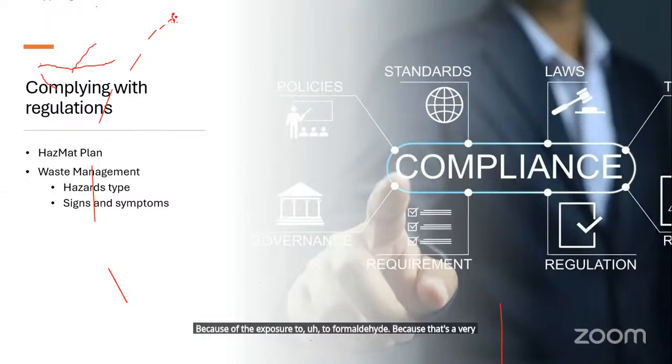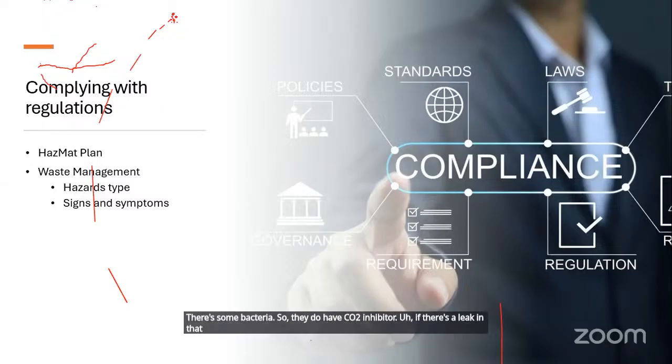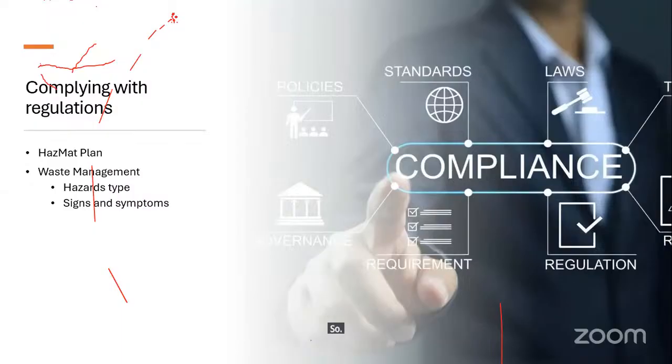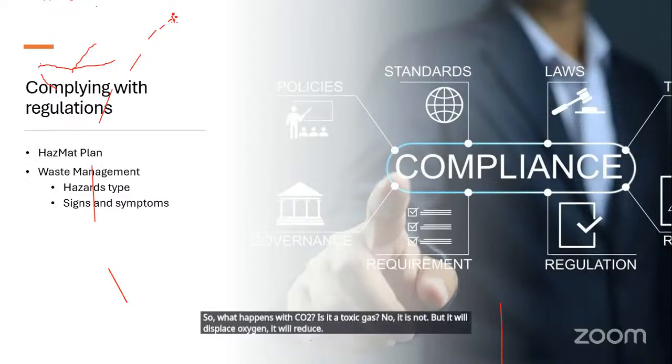But what if you have a chemical that does not have a smell? Like in the lab, in microbiology, they have the carbon dioxide incubator, CO2, to grow bacteria, because some bacteria need CO2 to survive. If there's a leak of CO2, and the area is a very small room with no ventilation, what happens? Is it a toxic gas? No, it is not. But it will displace oxygen. It will reduce the level of oxygen in the room.